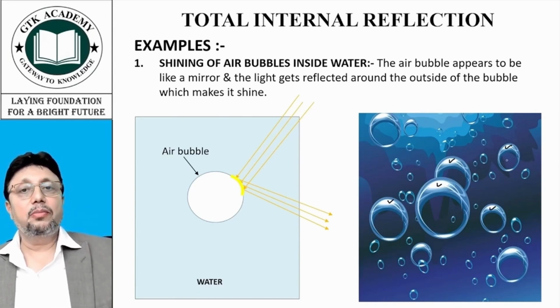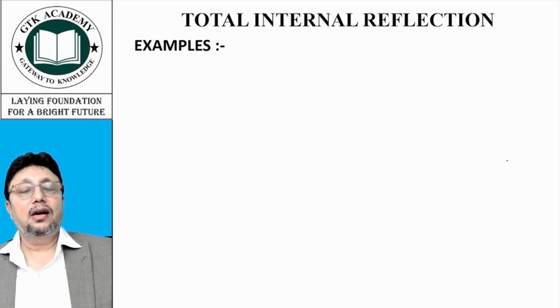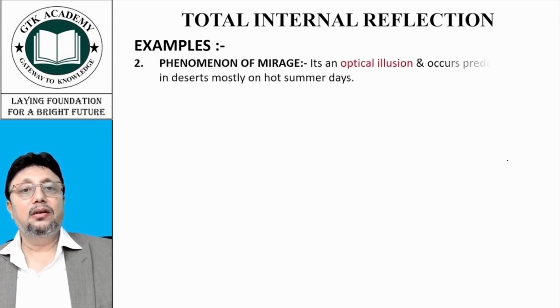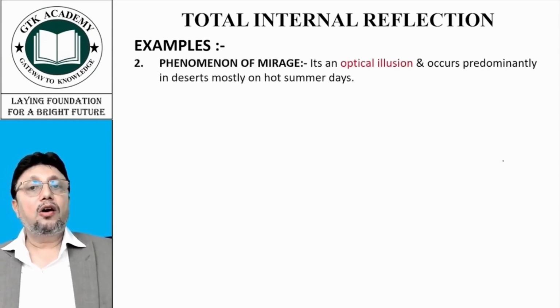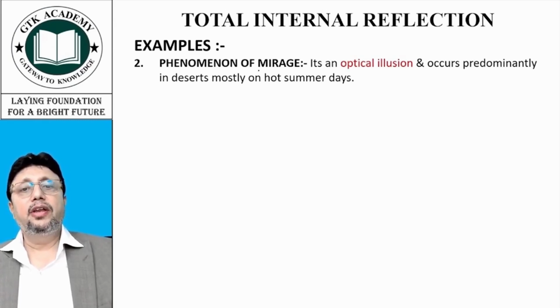Let's take one more example. A more interesting example. Phenomena of mirage. We read it as mirage, but we write it as mirage. But pronunciation is mirage. Mirage is an optical illusion.